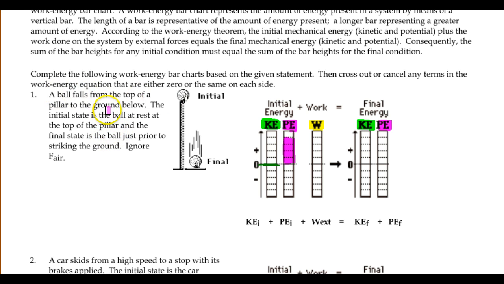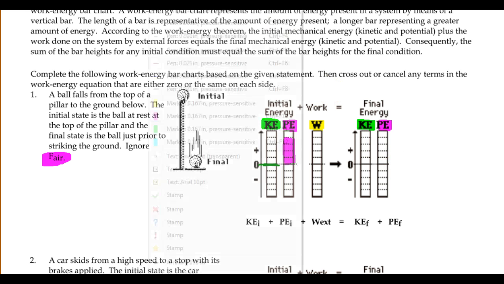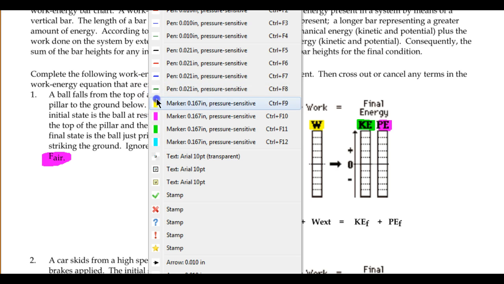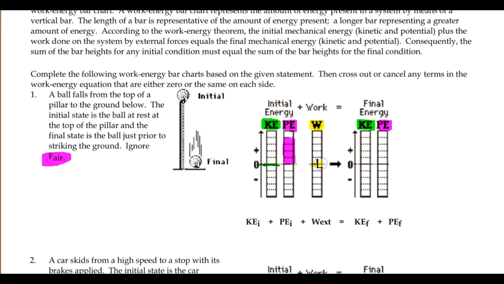In this one, the ball falls from the top. The initial states, it says to ignore air resistance. That means we're going to ignore friction. We're going to ignore those external forces. Since gravity is the only force doing work on the ball, the work bar chart would also be at 0. There's no work being done because there are no external forces being done. So in terms of this equation, we can cross off the external work.